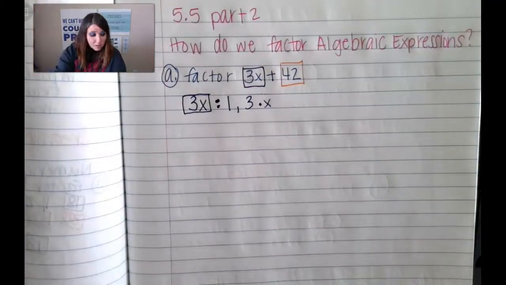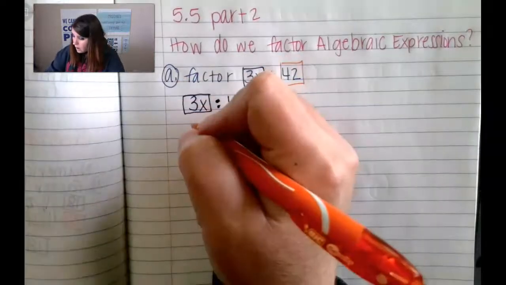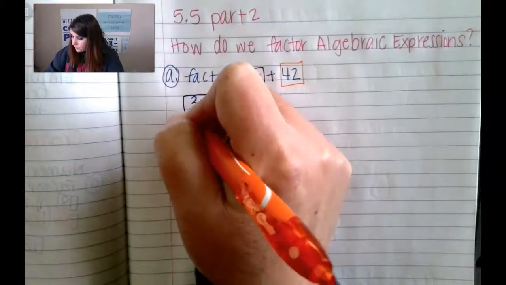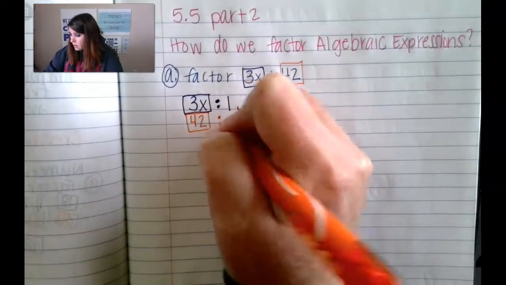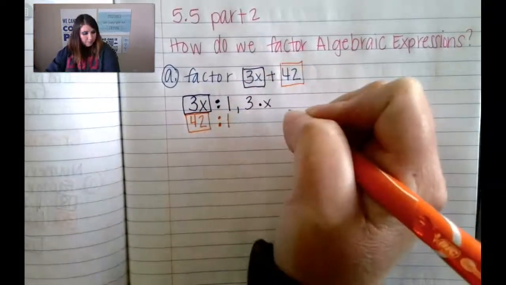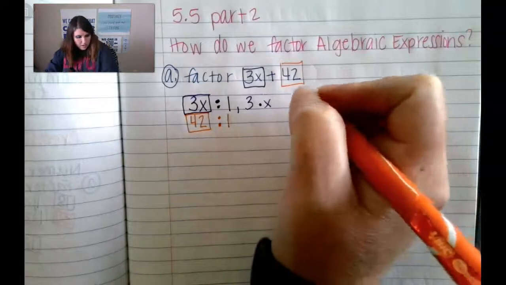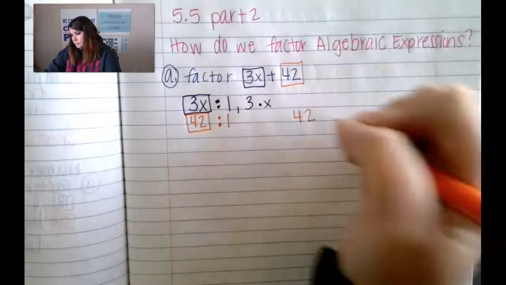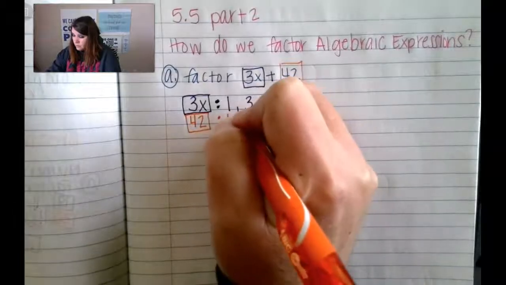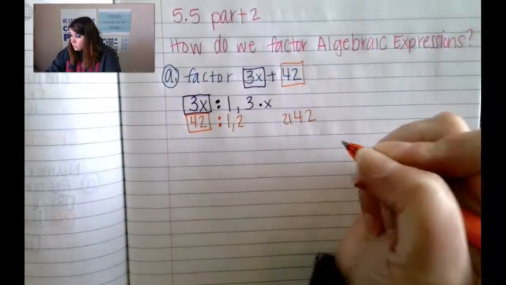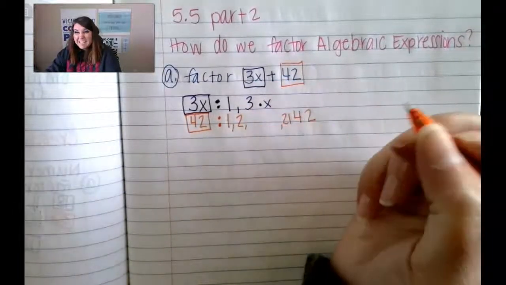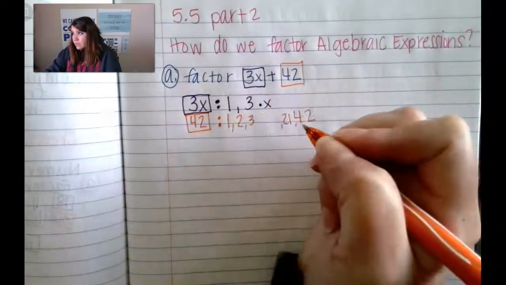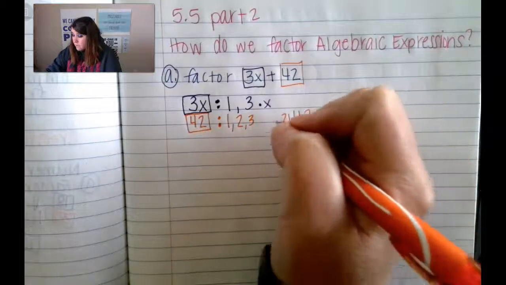Now, let's talk about this 42. All right, so 42. We know 1 and 42, 2 and 21. I probably should have written a little bit smaller. It's not all going to fit. Sorry, you guys. 3 times 14.